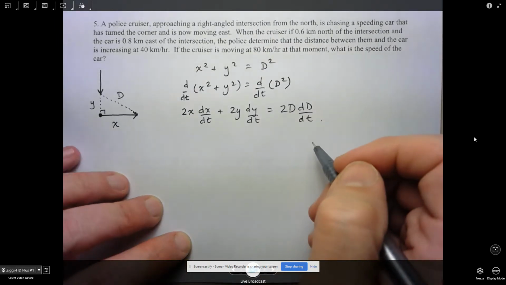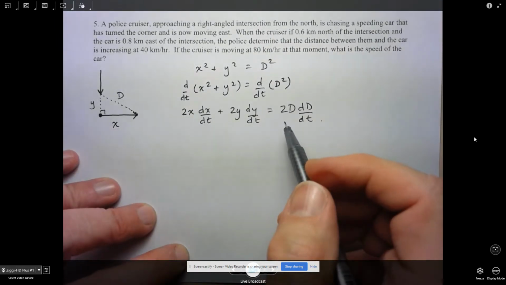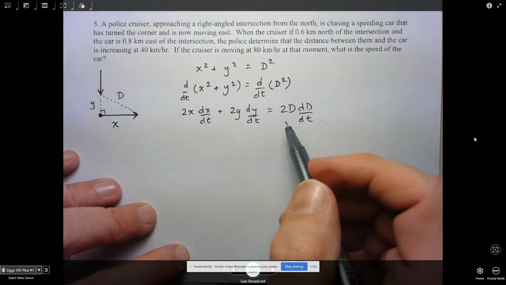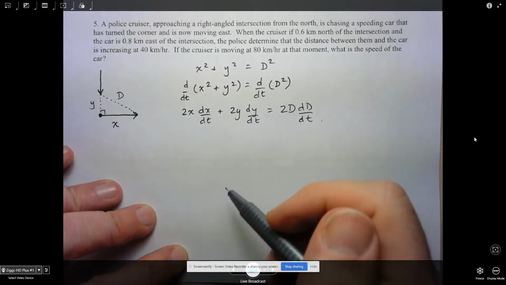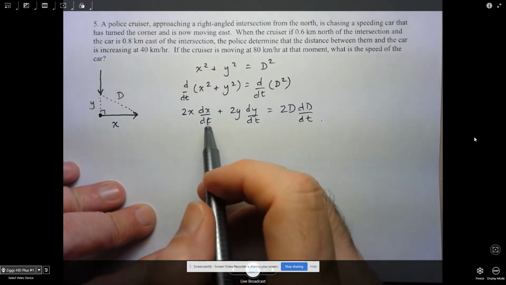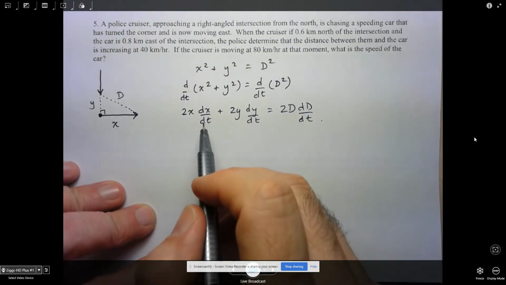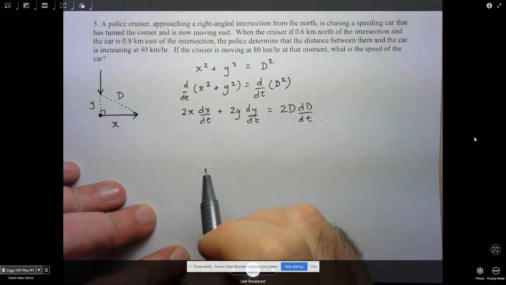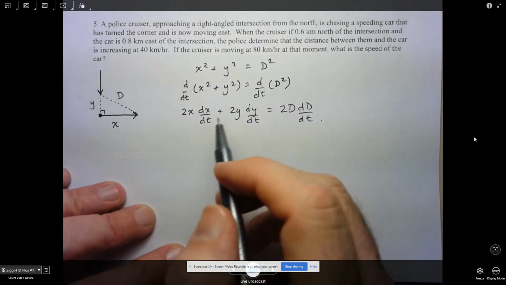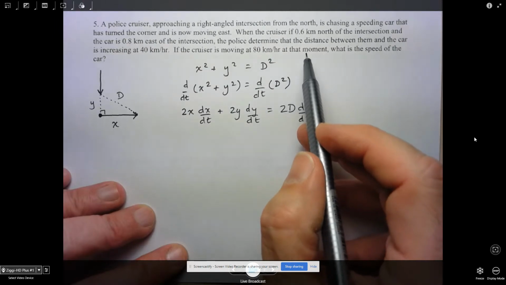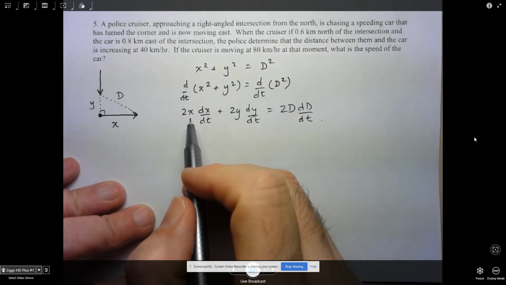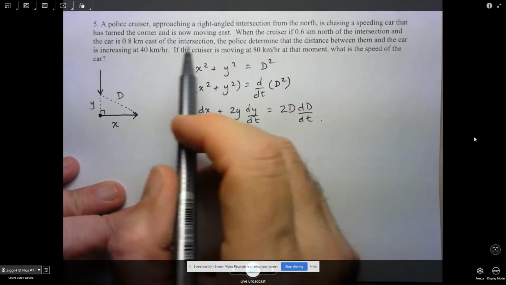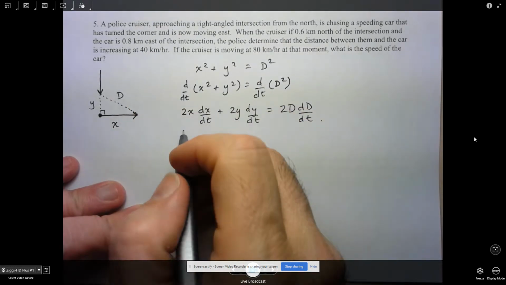So this is just my related rates equation written in a simpler form. Now let's hope that I have all the information in this equation other than dx/dt, which is the thing we're looking for. At the particular moment in time that we're interested in, do we have the distance that the car is from the intersection? Yes, the car is 0.8 kilometers east of the intersection.